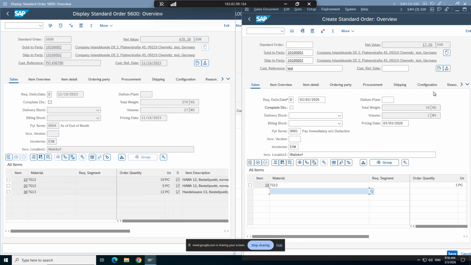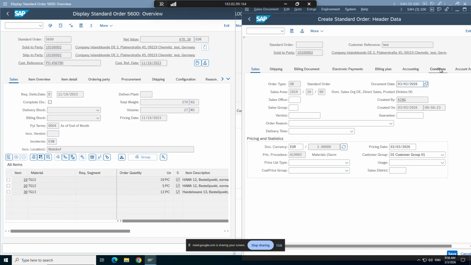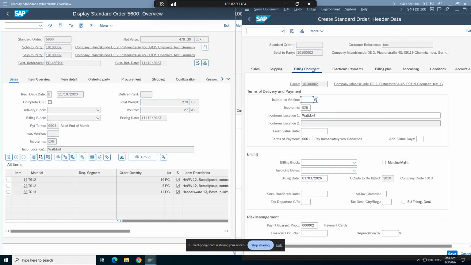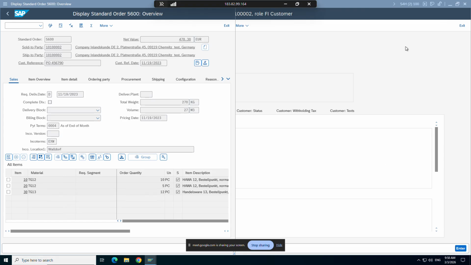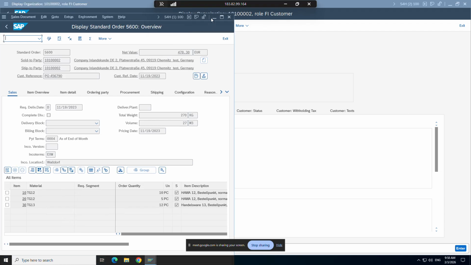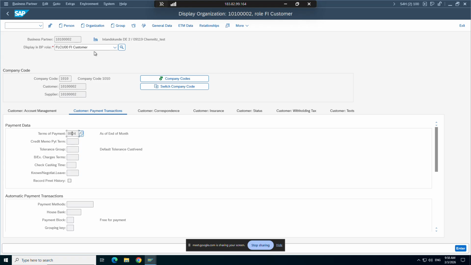Okay. Now, if you go to header, as I said, customer is applicable at something called the complete order level. So the data or the applicability is on a header level, not on the item. Okay. Now, if I go to billing, it has taken 001. Why has it taken 001? 004.